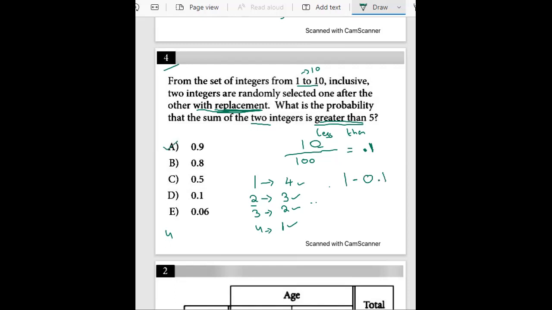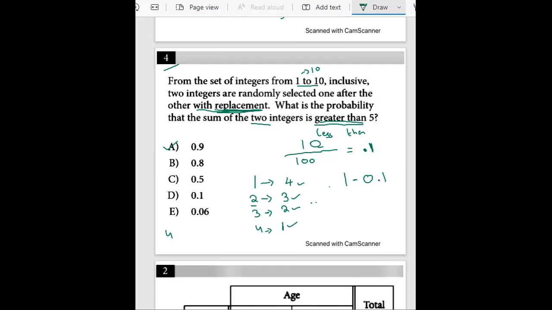And yes, you could have done the same method directly for greater than 5, but that would be more time taking. You could have started your discussion with 3, or maybe with 4 as well, and in that case you would have to count so much: 2 plus 4, 2 plus 5, 2 plus 6, 2 plus 7, then the same method for 3, the same method for 4, the same method for 5. That is very, very time taking, right? So it is always advisable that in probability questions, go for the easier one, and then just subtract that probability from one, and you will get the correct answer.